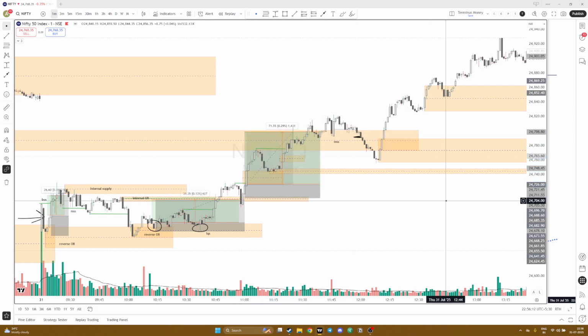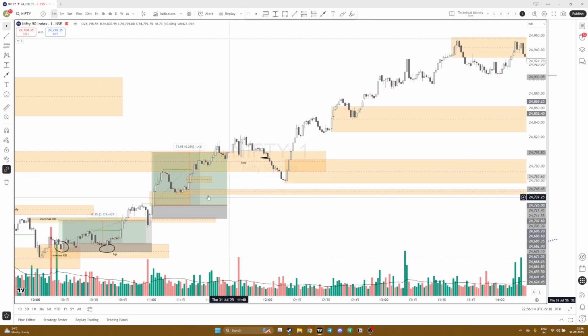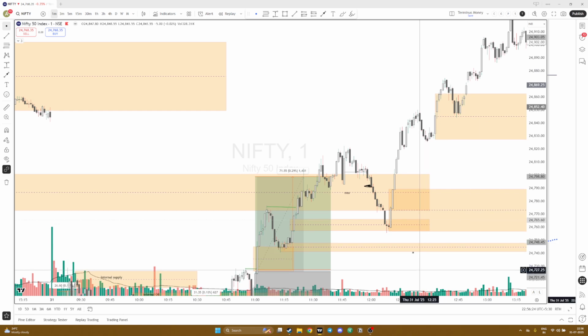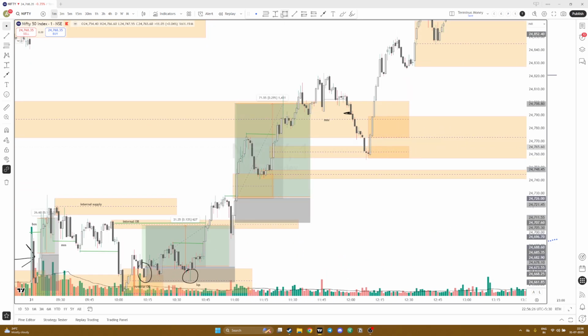Then comes this part. Let me see. This was a fair value gap right here. You can see. You know what's a fair value gap? When in a continuous motion, there is a gap between the first and the third candle, you can just simply mark it as a fair value gap.